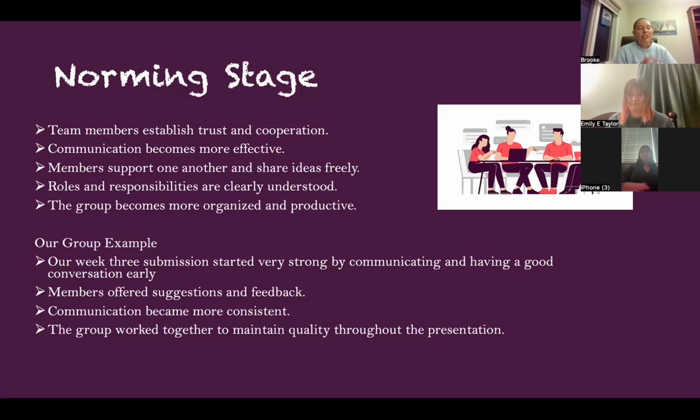We get to know who likes to talk a lot and who likes to ask a lot of questions, and so it made our trust and cooperation a lot better. The responsibilities are clearly understood by this point, and so we can just get going on our project. Again, this is a crucial stage to really stay organized and be productive.